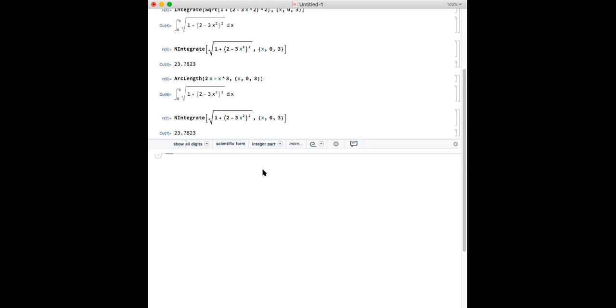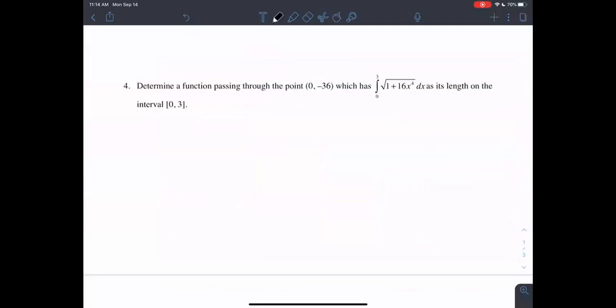All right, so 4. Let's jump down to 4. 4 is sort of going the opposite direction, so we're not going to be able to just calculate on this. I'm going to stop the share on my computer, and I'm going to go back to my iPad. So 4 was this problem. I know the length of this curve is given by this integral from 0 to 3 of the square root of 1 plus 16x to the 4th.